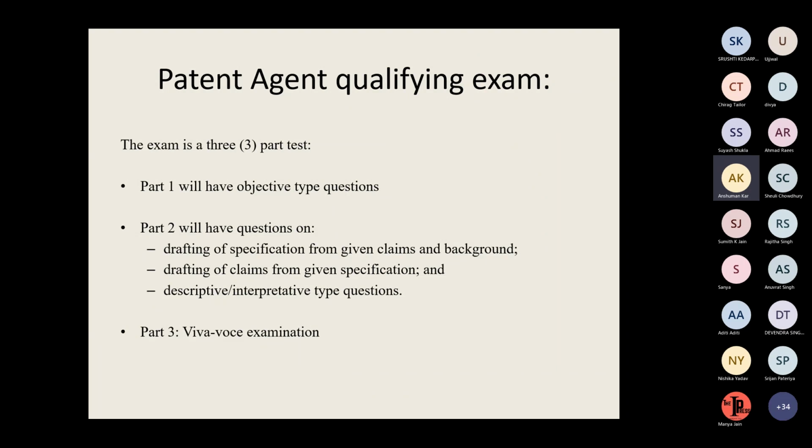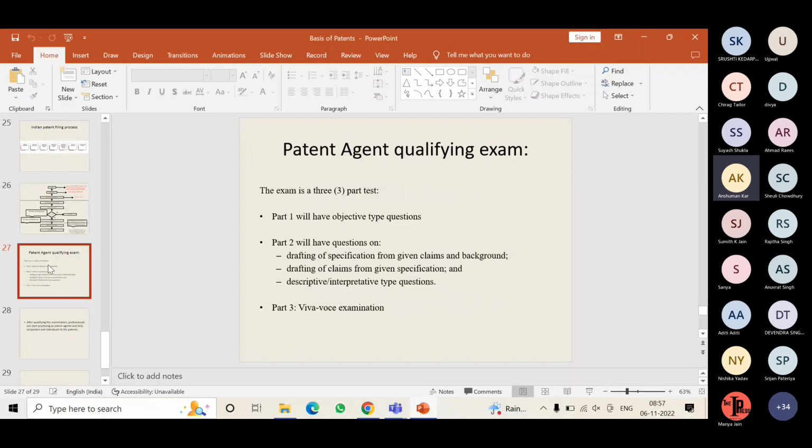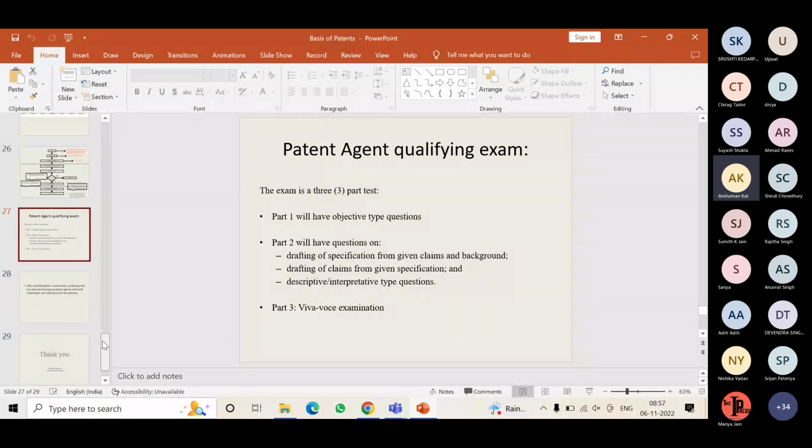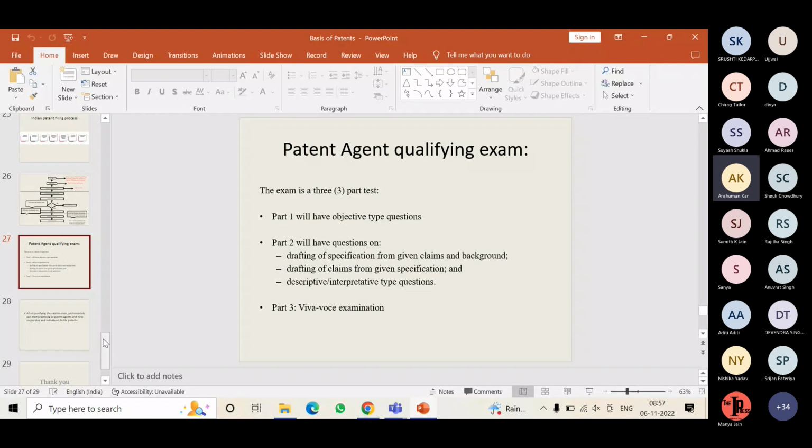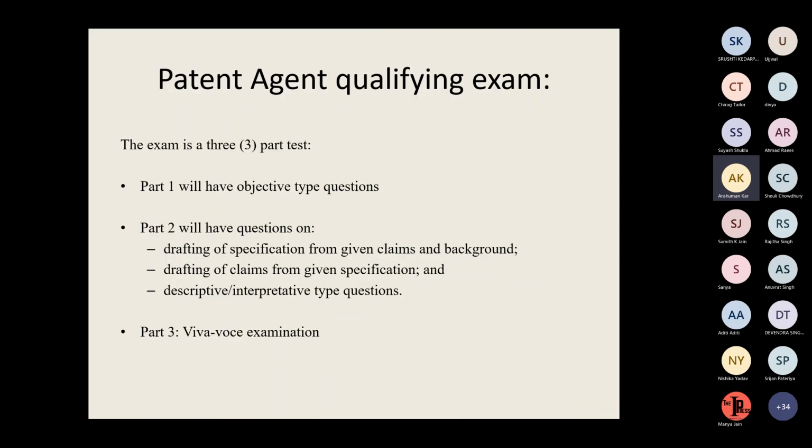Okay, this is patent agent qualifying exam. The exam is a three-part test. The first one is objective type. So there are questions related to patent practice, the patent manual, the patent act. All these questions are there. Fine. So there is a first paper which is maybe of 2 hours, and there are objective type questions in that. So it is a 100 marks question paper.